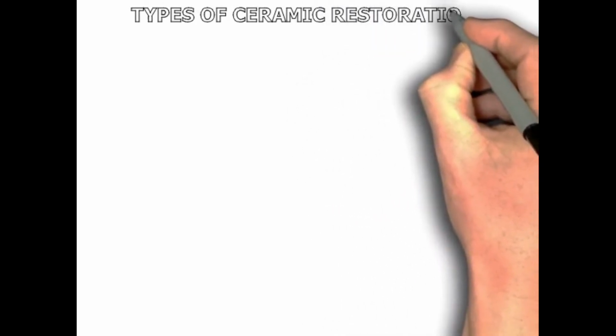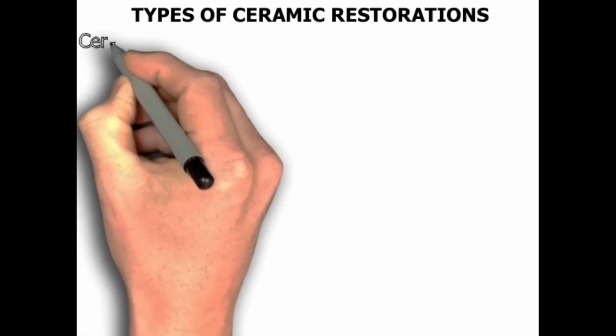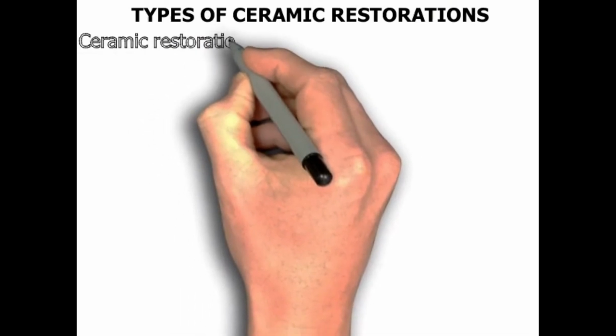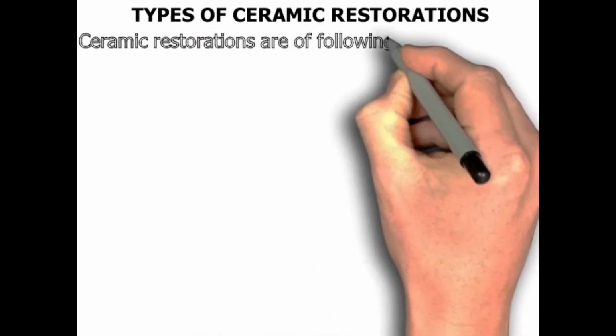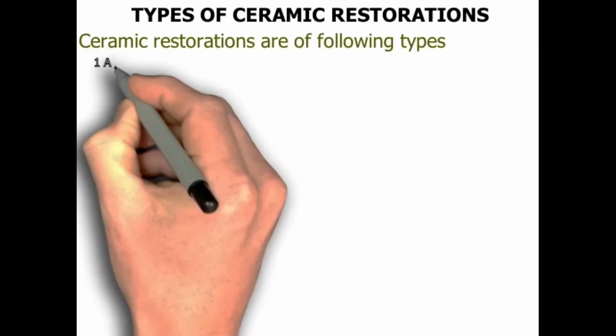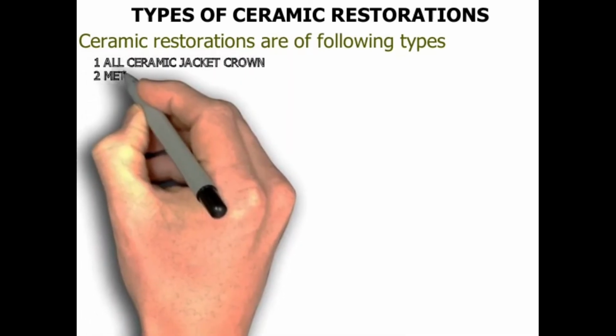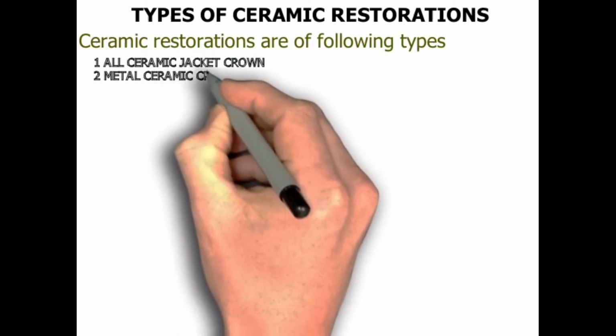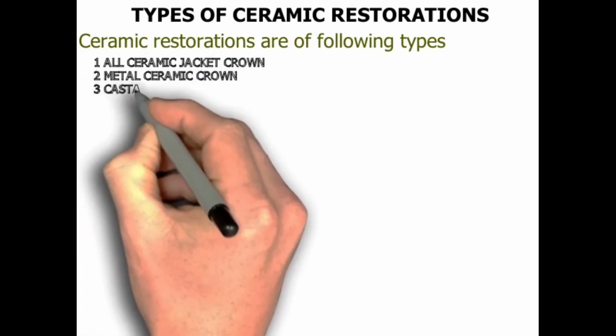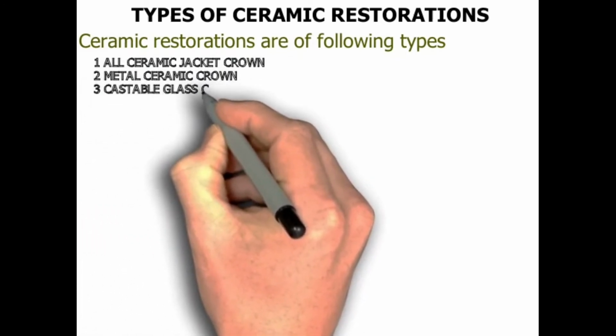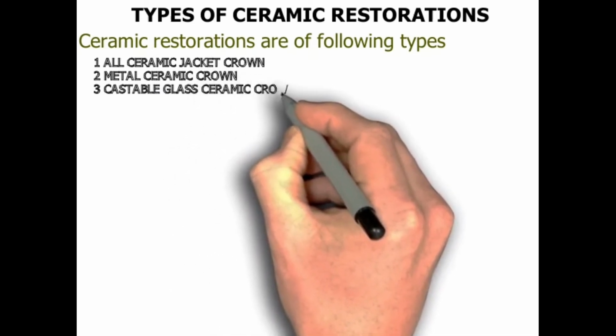Types of ceramic restorations. Ceramic restorations are of the following types. Number 1, all ceramic jacket crown. Number 2, metal ceramic crown. Number 3, castable glass ceramic crown.